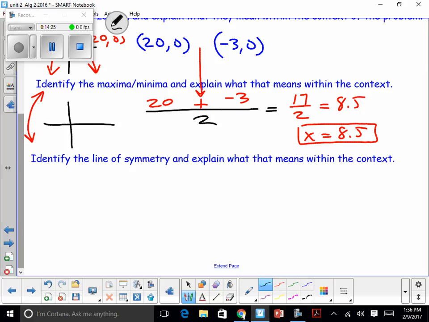Again, if I were writing this, the line of symmetry, here's my negative 3 and my 20. Your line of symmetry is saying, what's halfway in between? What's going to cut that thing right in half? And we found out that it's 8.5. So 8.5 on the x-axis is the line that cuts that parabola in half.